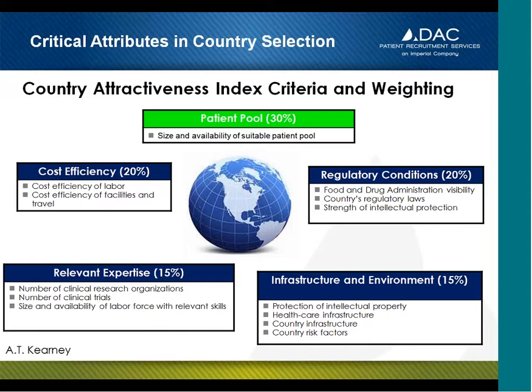So this is how A.T. Kearney broke out their analysis through the discussions they had with sponsor representatives. And you can see the different percentages they've allotted to each category, basically the way they weighted each category. Patient pool factors in the most at 30%. Then tied for second are cost efficiency and regulatory conditions. And then tied for third were relevant expertise, and the infrastructure and the environment presented in that country.